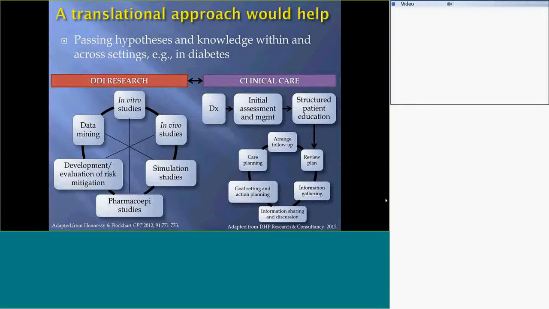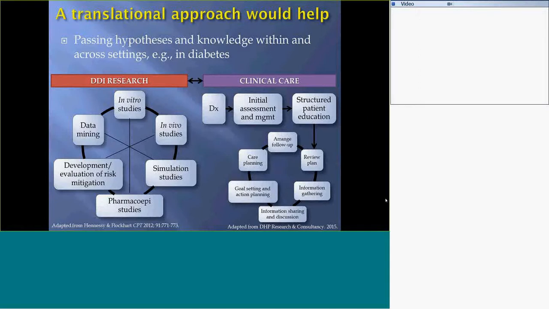left-hand panel different types of research you could think of that could explore potential drug-drug interactions, whether that be in vitro studies conducted in labs, in vivo studies, simulation work, data mining or screening approaches, pharmacoepi studies to build up an evidence base, a real-world evidence base, and then finally the development and evaluation of risk mitigation approaches. And normally folks who work in these areas tend to work in their very specific area, and unfortunately there's not lots of crosstalk in these areas.